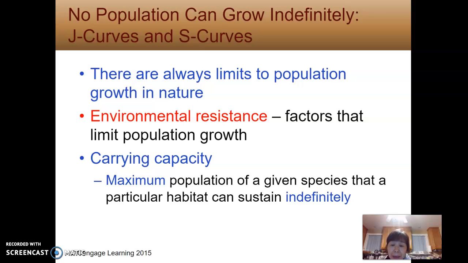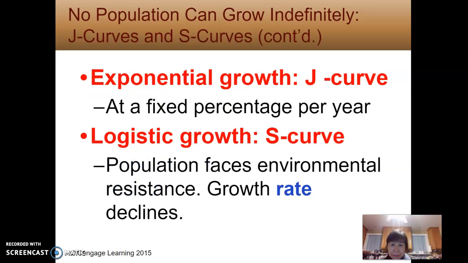Okay, and then a definition you needed to know is called carrying capacity. So this one is the maximum population of a given species that a particular habitat, a particular environment can sustain that population forever, indefinitely. Okay.